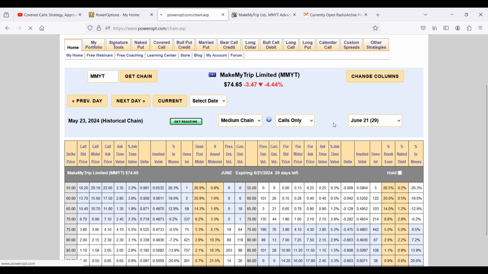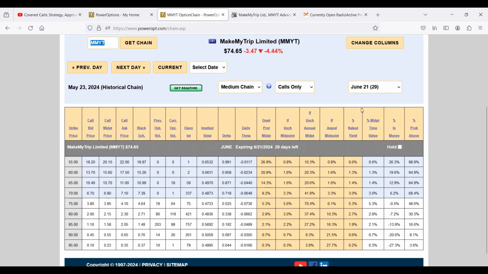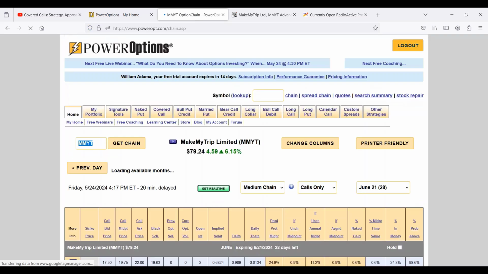MMYT only offers standard expirations. There are no weeklies. So we're going to look at the June 21st, 29 days out, 75 strike call, just at the money, taking advantage of that at the money bell curve. We're going to sell the June 75 call for the midpoint at 3.95 at yesterday's close. And of course, as we know, now the stock is trading at 79.24. So how would we handle that?